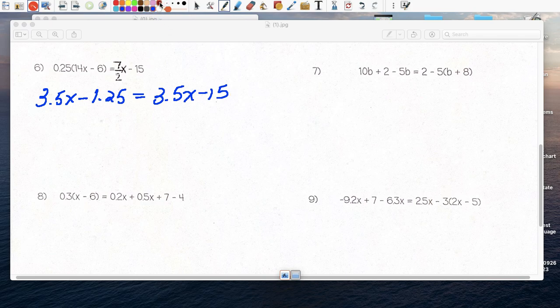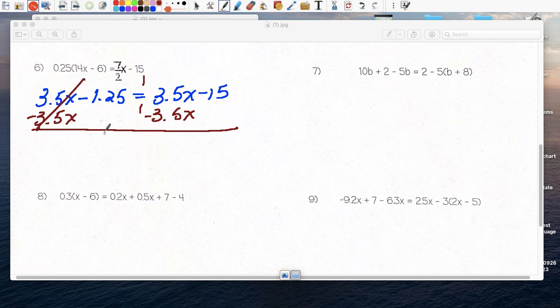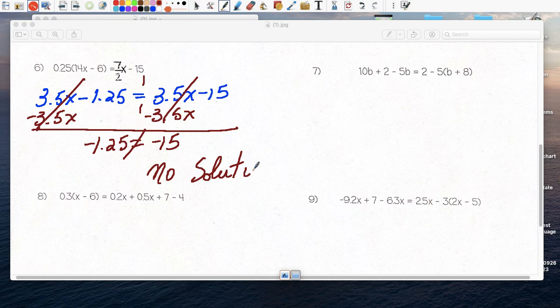Let's continue. There are variables on both sides. Let's get rid of one of them. It doesn't matter which one, because they're both the same. You end up doing minus 3.5x on both sides. That goes away. You're left with 1.25. On the right side, that goes away, and you bring down negative 15. So it's 1.25 equals negative 15. It is not. So when you get to something like that, an equation where you have a value not equaling the value on the right, this is an equation that has no solution.